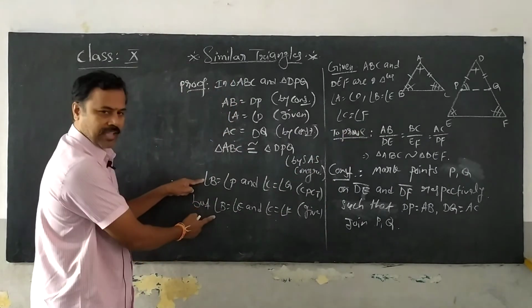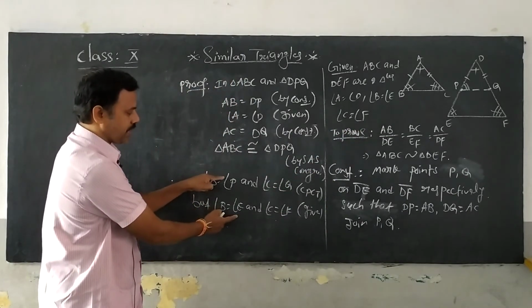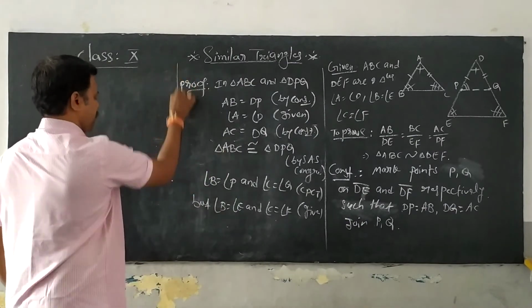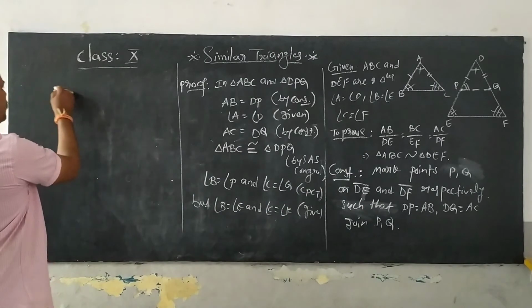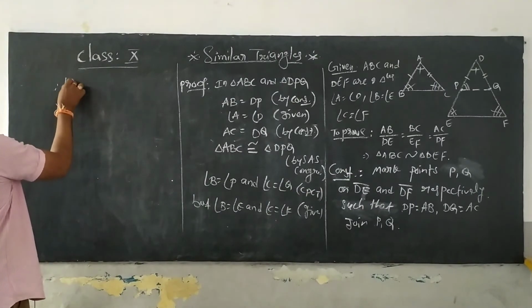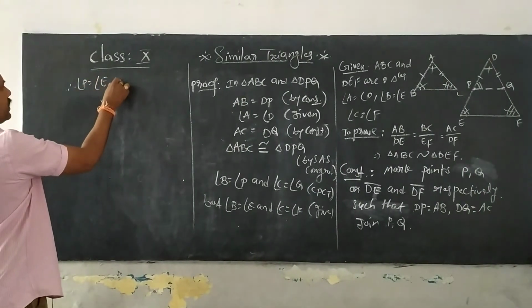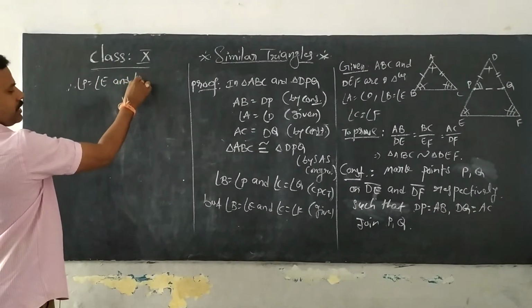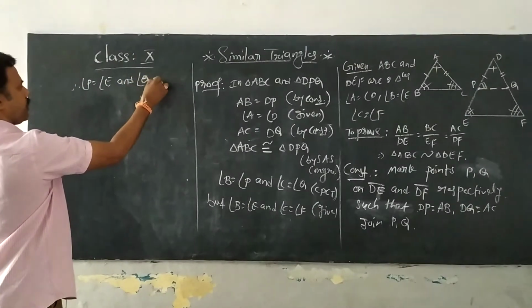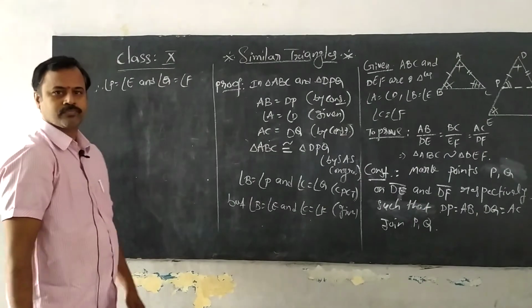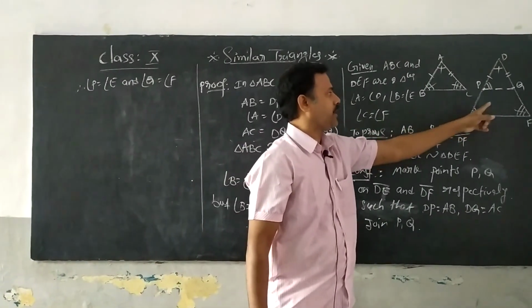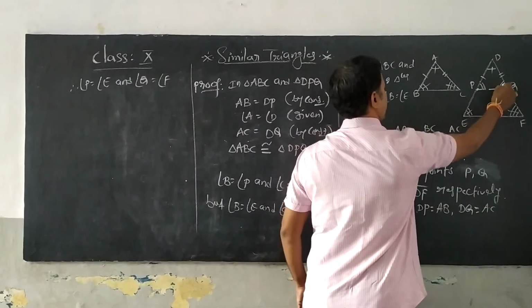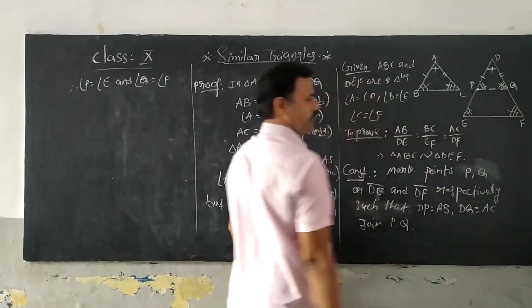Now in these two, angle B is common. So you can write angle P is equal to angle E and angle Q is equal to angle F. Now you can see the figure. Angle P is equal to angle E and angle Q is equal to angle F.